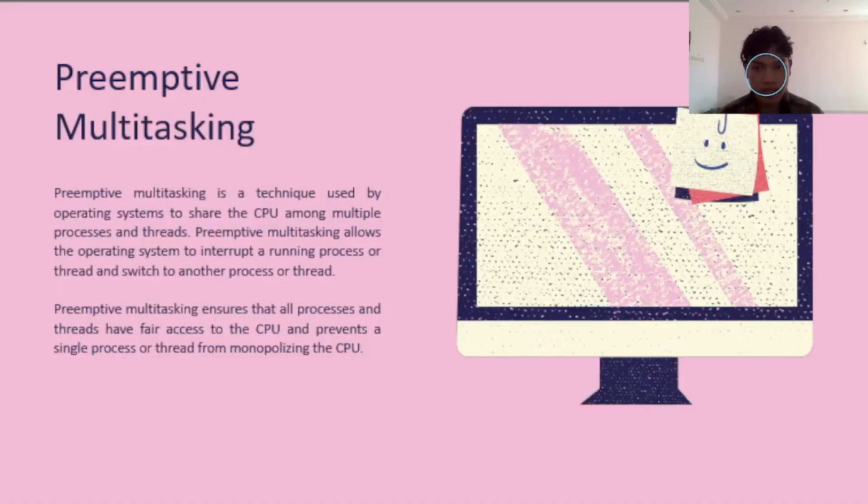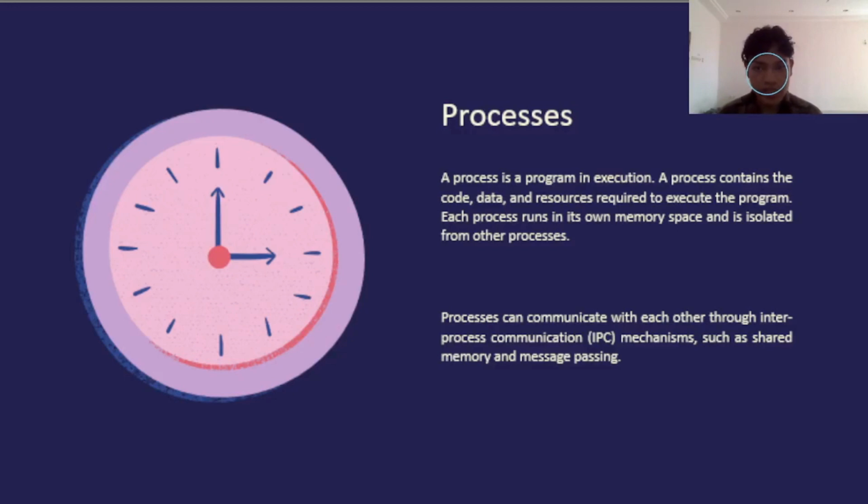The next is preemptive multitasking. Preemptive multitasking allows the operating system to switch between multiple processes or threads, giving the illusion of simultaneous execution. The next is process. A process is an instance of a running program. It includes memory, program code, and resources used by the program.